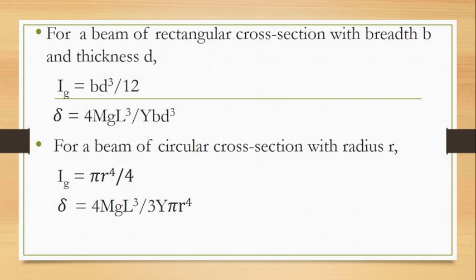So here we had taken only the weight or the load suspended. Here we had neglected the weight of the cantilever or the weight of the beam. I think the derivation is clear for you.